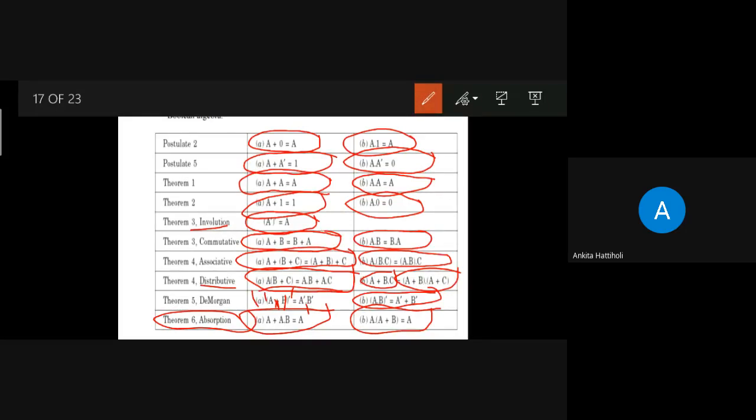Just go through the properties once again, everyone. In your notebooks, let's go to the properties. Go through the properties, everyone.